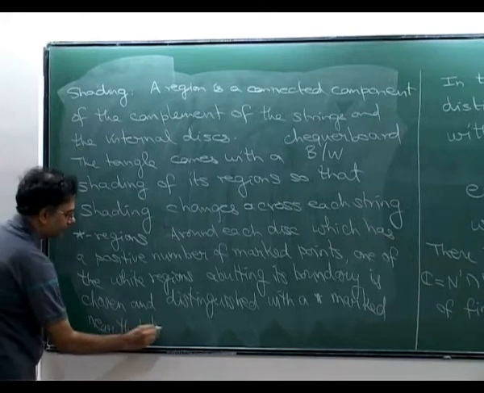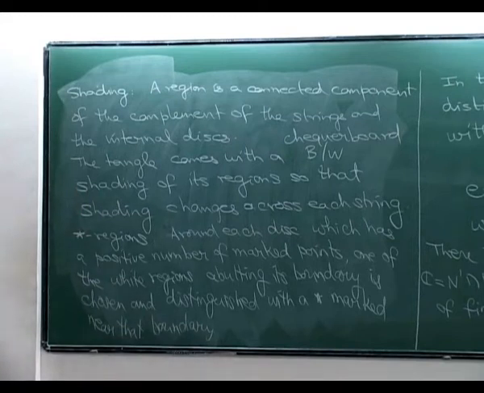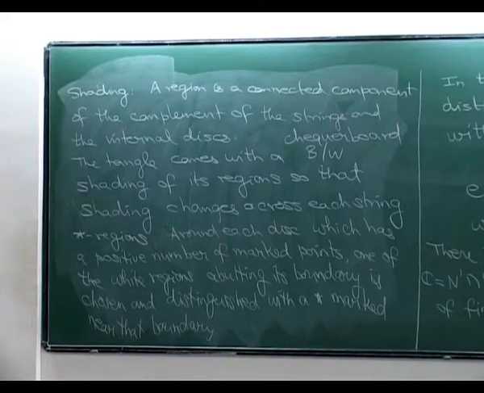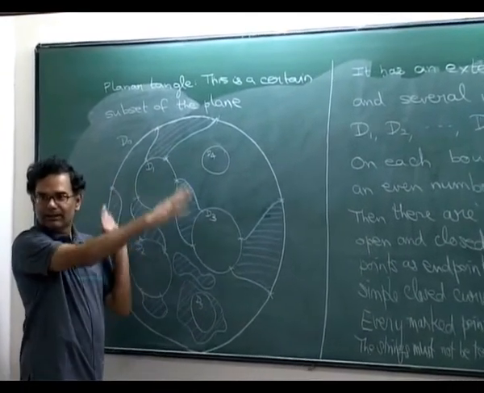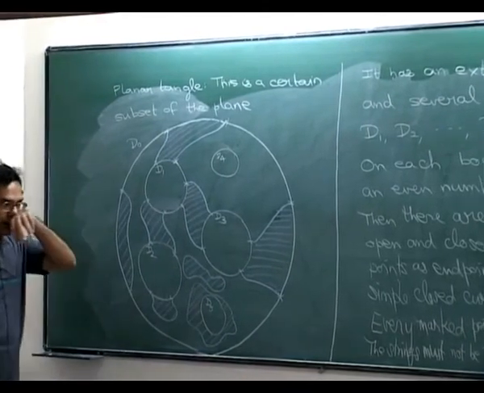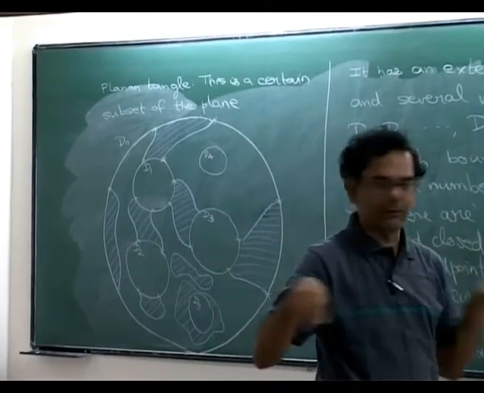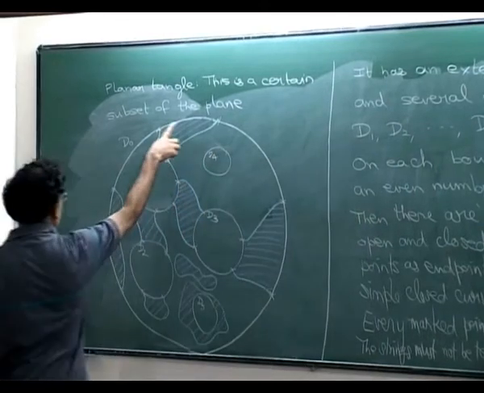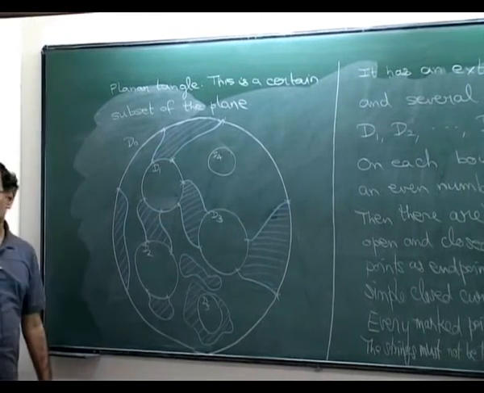So I'll explain this. The star region applies not to all disks, but generally to most of them. Most of the disks will have a positive number of mark points on the boundary. In this case, except D4 and D5, which have 0 mark points on the boundary, all the rest have a positive number of mark points on the boundary, either 4 or 6 or something like that. For every such disk, you look at its boundary. For example, let me take this outside disk D0. D0 has 1, 2, 3, 4, 6 mark points on its boundary.